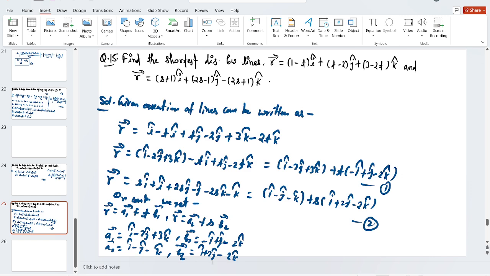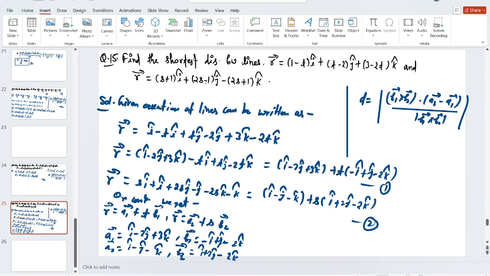Here you see that vector b1 is not equal to vector b2, so we use the formula. This is the skew lines case, so d equals the modulus of (vector b1 cross vector b2) dot (vector a2 minus vector a1), upon the modulus of vector b1 cross vector b2. Okay, I hope it is clear to you. This is important because, with s and t, some students get confused about how to find a1, a2 and b1, b2. So we use this format, and solving, we get a1, a2 and b1, b2.